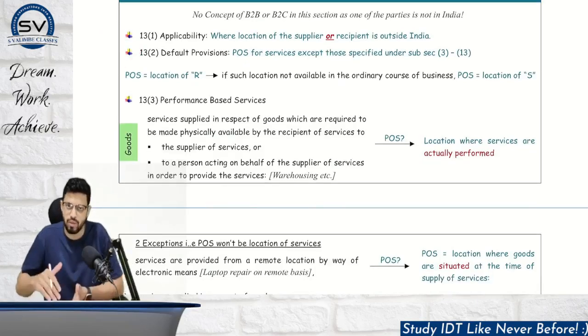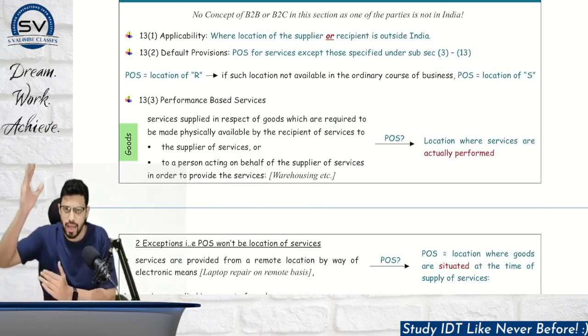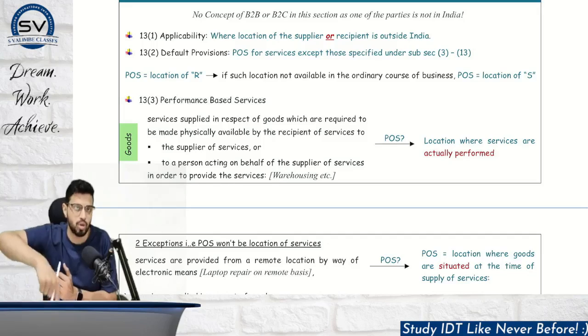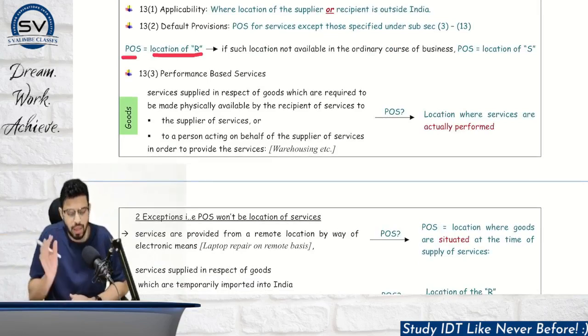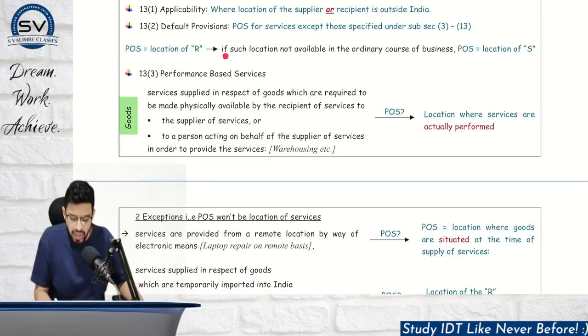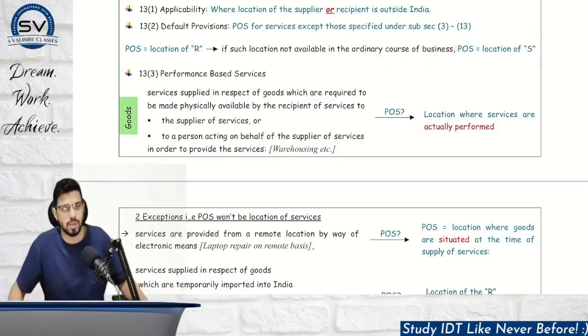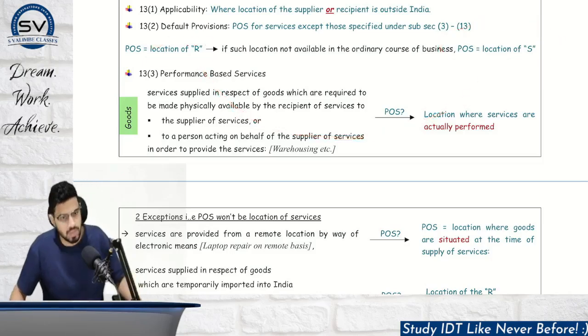Default provisions means where specific subsections won't apply, that is subsection 3 to 13. In section 12, specific subsections were 3 to 14. Here it is 3 to 13. So let's talk first about default provisions. Place of supply will be the location of recipient. If it is not available in the ordinary course of business, then, going back, the place of supply shall be the location of supplier. So first see if the location of recipient is available, that will be the place of supply. If not, it will be the location of supplier.